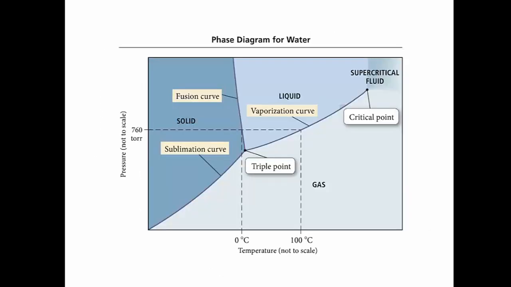Here's a phase diagram for water. You can see that if we are at 760 torr, that's 1 atmosphere, that's atmospheric pressure at sea level, then you see that 100 degrees is the temperature at which you go from a liquid to a gas. So that's your boiling point of water at atmospheric pressure. But if the pressure changes, the boiling point of water would change.